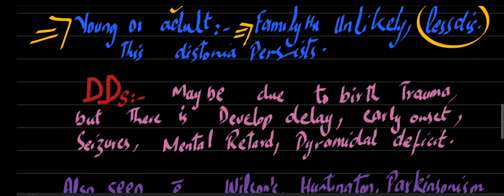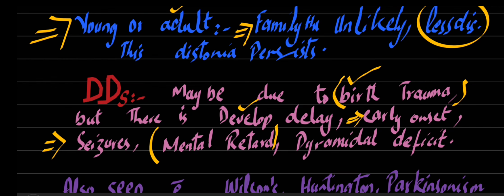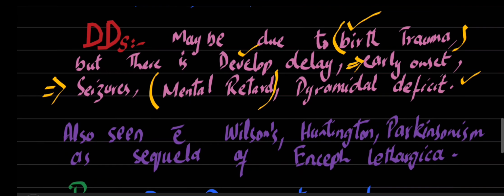Differential diagnosis. If it is due to birth trauma, then it is not idiopathic torsion dystonia, and there is a history of birth trauma or anoxia. There is developmental delay. The disease has very early onset and it may occur with seizures, and there may be mental retardation on physical examination or pyramidal deficits on CNS examination. So in this way you can differentially diagnose the patient for idiopathic torsion dystonia.